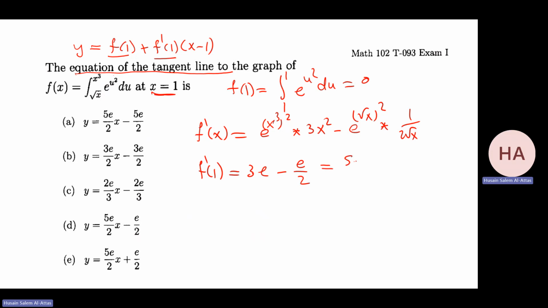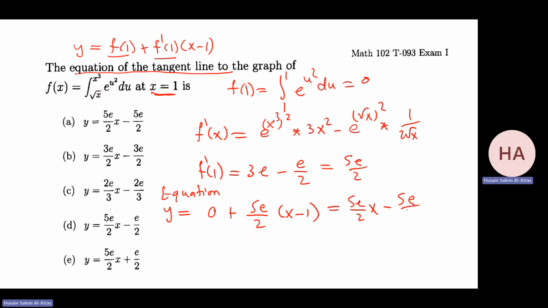So that gives me what? 5e over 2. So what will be the equation of the line? Equation: f of 1, which is 0, plus 5e over 2 times (x minus 1), which is 5e over 2 x minus 5e over 2, which is this one. Okay.